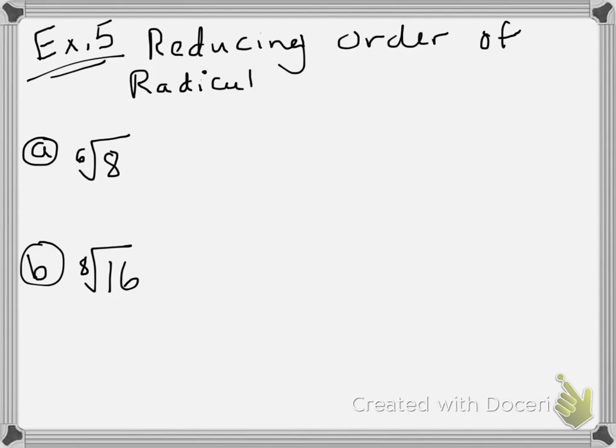Alright, example 5, reducing the order of the radical. Remember, the order is that little number, like 6 and 8 in these two examples. So here we have the sixth root of 8. We can rewrite this, which you can definitely do some of this in your calculator to give a more exact answer, but sometimes you get a decimal, and sometimes you get a nice pretty integer.